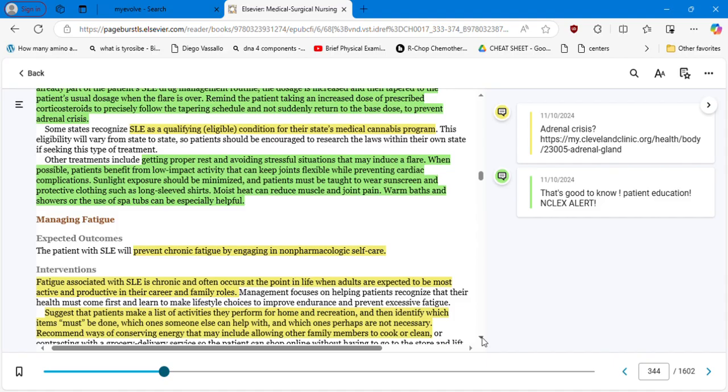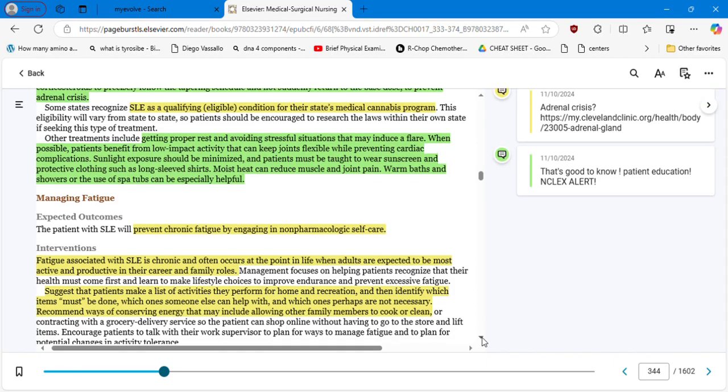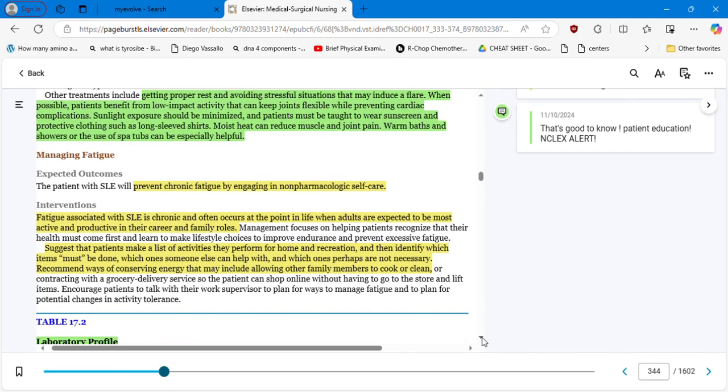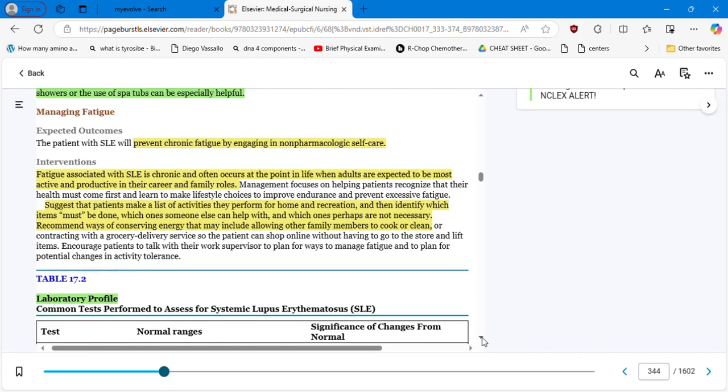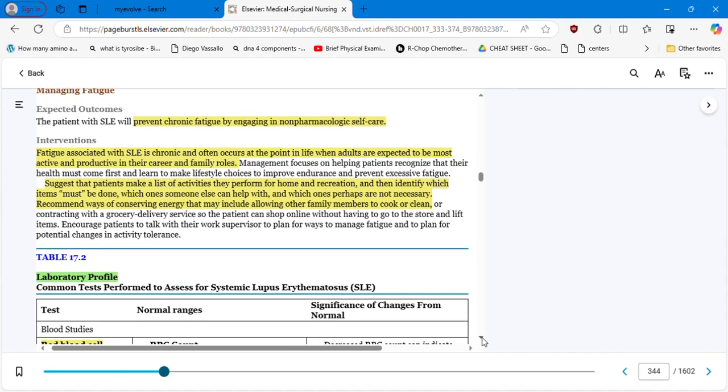Patient education and NCLEX alert. So all of these points are points that you need to manage. You know your SLE patients are going to have problems with the sun. You need to teach the patient about this, how to prevent this situation, the butterfly rash, right? We have to prevent chronic fatigue by engaging in non-pharmacologic self-care, which is very important.